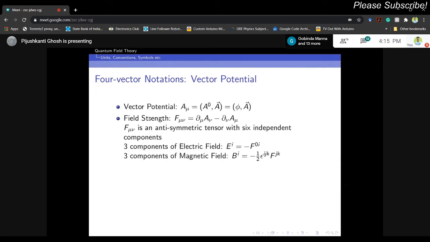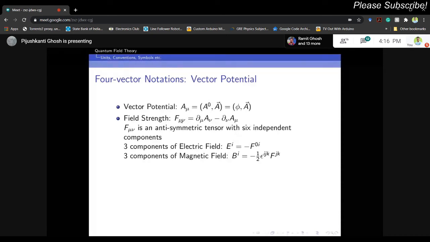Now we define field strength as a rank 2 tensor F mu nu as del mu A nu minus del nu A mu. In the previous page, I have talked about the meaning of this operator and this operator, and this is the vector potential. So this is called field strength. Now F mu nu is an antisymmetric tensor with 6 independent components. How do you know this is antisymmetric?